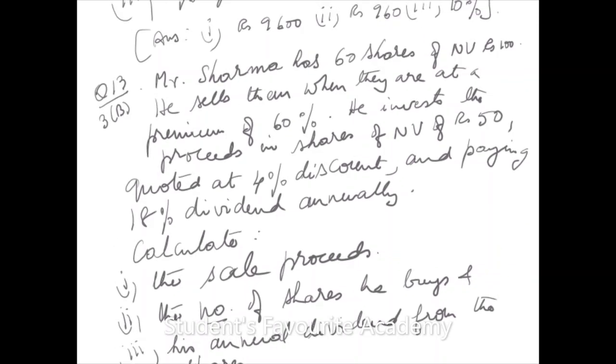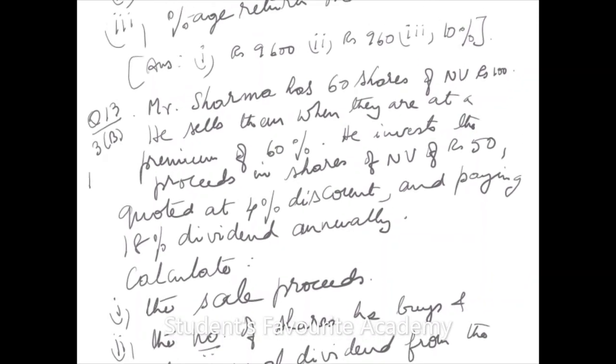Okay children, now let me explain to you the question first. This is an oft repeated type of question from the point of view of examination. Now, Mr. Sharma has 60 shares of nominal value rupees 100. But he doesn't wait, he bought at nominal value, but he doesn't wait for 1 year to complete and doesn't wait for the dividend. What he does is, when the market value of the shares increases, and when he finds that the shares are being sold at a premium of 60%, he sells them.